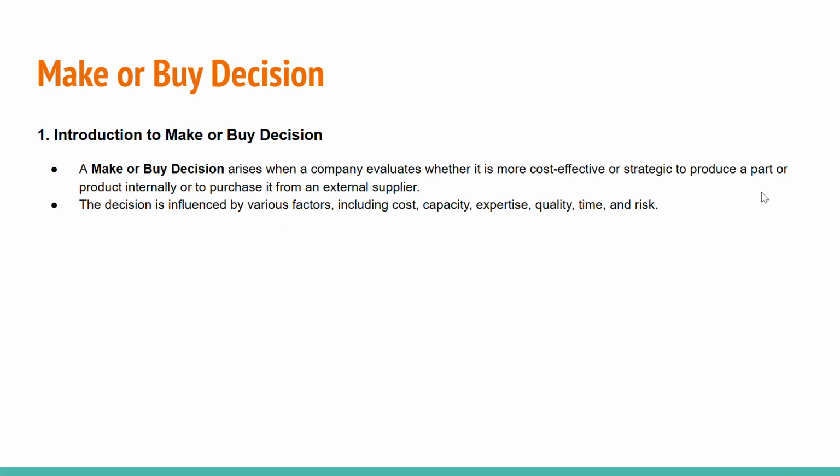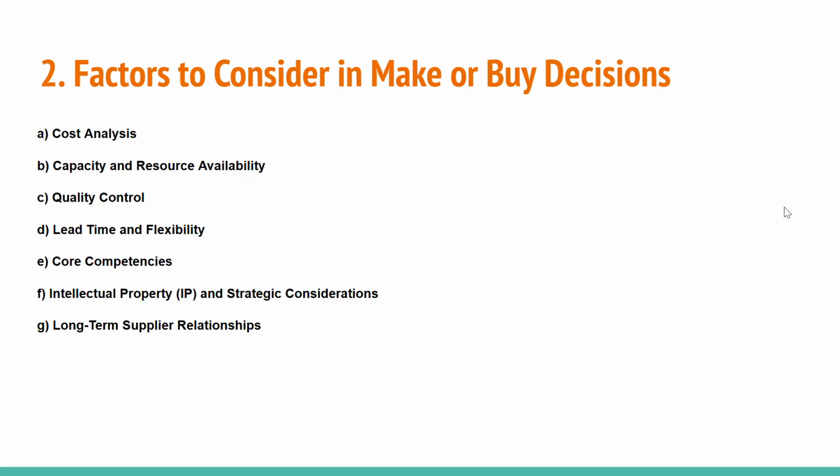So next is make or buy decision. Introduction to make or buy decision. A make or buy decision arises when a company evaluates whether it is more cost effective or strategic to produce a part or product internally or to purchase it from an external supplier. The decision is influenced by various factors including cost, capacity, expertise, quality, time, and risk. So come to the next slide.